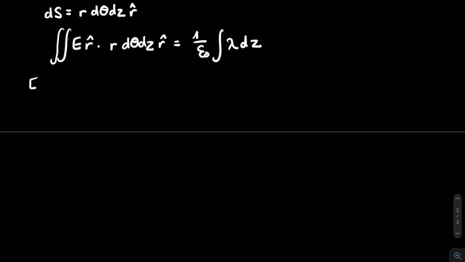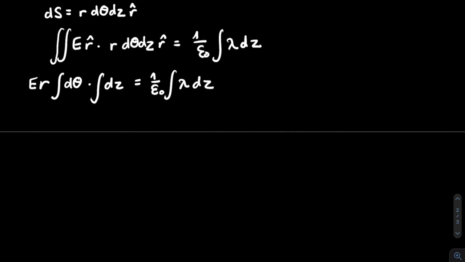So E is simply a constant. E doesn't depend on theta and z. E only depends on r. So that can come out. The r can also come out. And so therefore we're going to have our first integral, which is d theta, and we're going to have our second integral, which is dz right here. So the right hand side, we're going to have our 1 over epsilon naught multiplied by lambda dz.